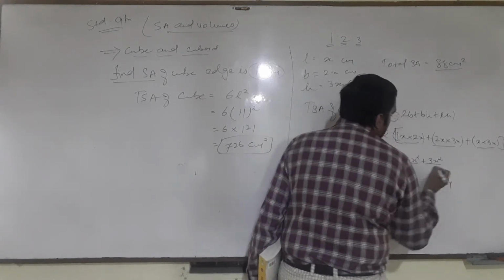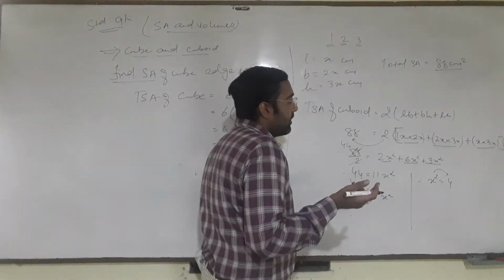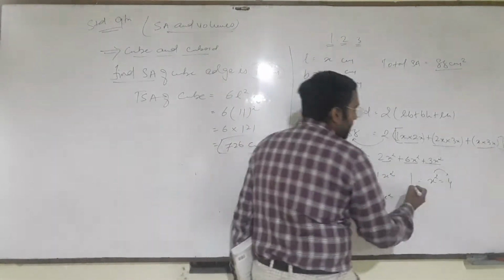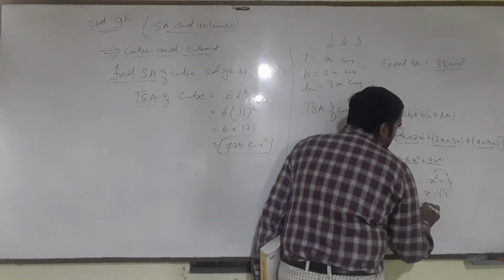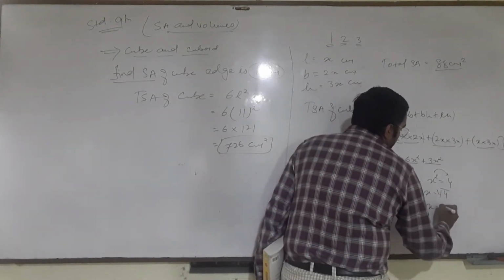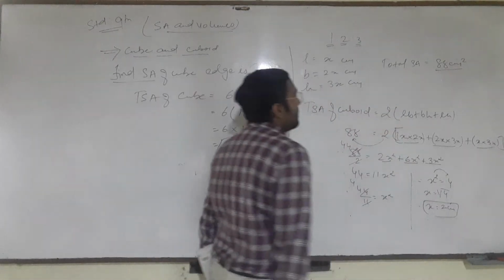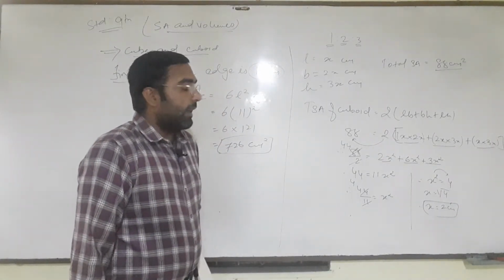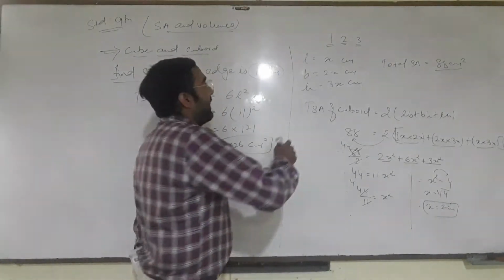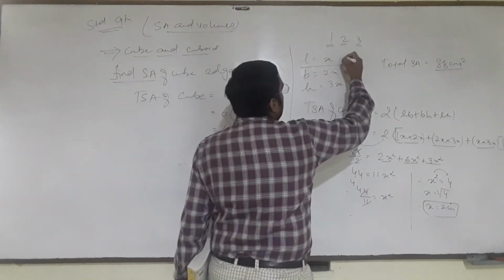Now the square is shifted to the other side, that is the square root of 4. So x equals the square root of 4. Therefore the value of x equals 2, that is 2 centimeter. Now my length is already x, therefore it is 2 centimeter.